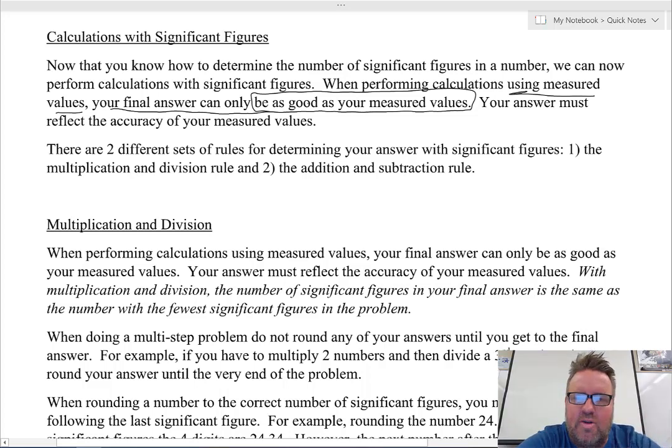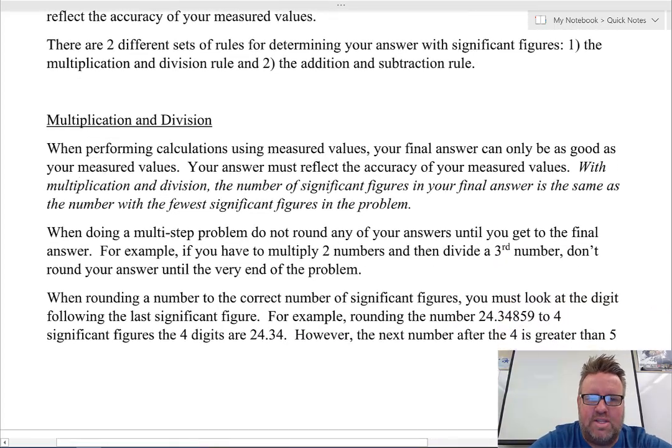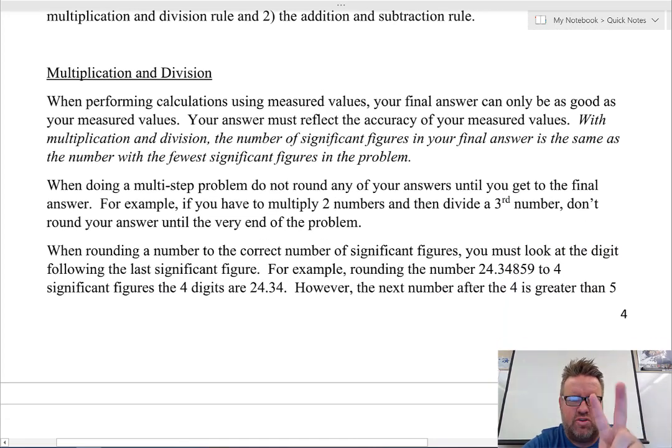Okay, which means that when you get an answer and it's on your calculator screen, how many of those digits do I put down? You always have to ask yourself, my final answer can only be as good as my measured values. Okay, well, what does that mean? Well, let's come down to the multiplication and division rules. There are two different rules, one for multiplication and division, one for addition and subtraction. They're similar, but slightly different.